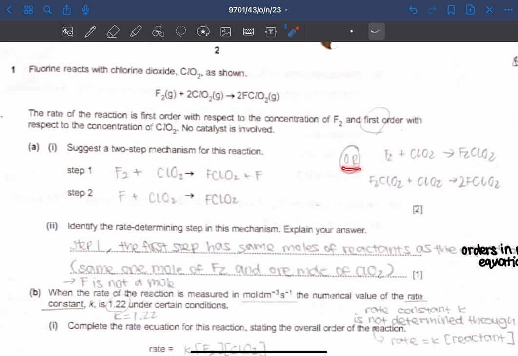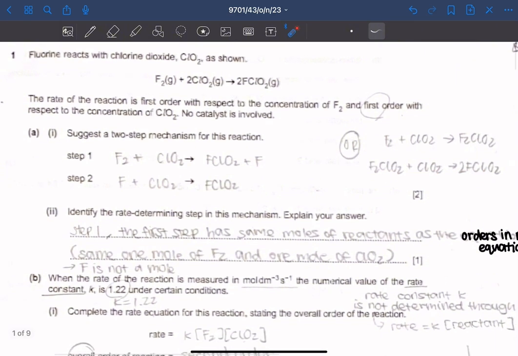Or another way to answer this question would be F2 plus ClO2 forms F2ClO2, which cancels out with the reactant side of step 2: F2ClO2 plus ClO2 forms 2FClO2. And then later, balance the equation by placing a 2 because there are 2 fluorine. 1 Cl, 1 Cl, 2 Cl. Okay.